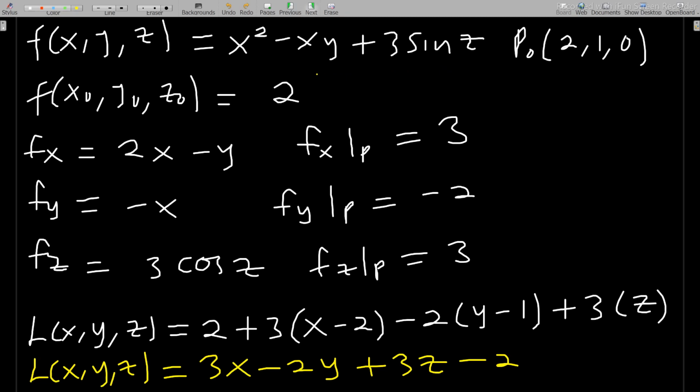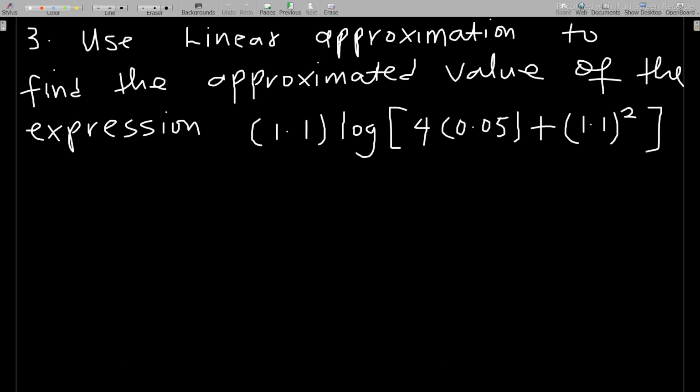Now let's move ahead and solve one question under linear approximation. Use linear approximation to find the approximated value of this expression. Indeed, we can punch this into a calculator and approximate it straight away. But we can use our ideas in linearization that we just did to approximate this value. The questions can come in different forms, but this is the one particular question I'm solving with you.